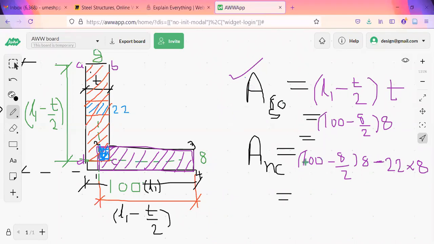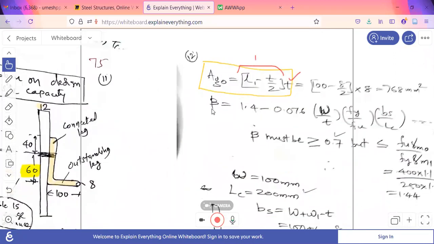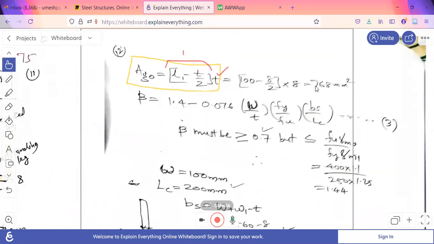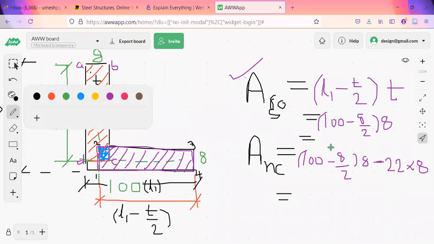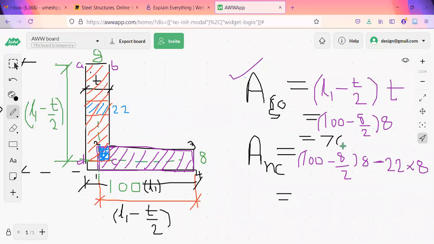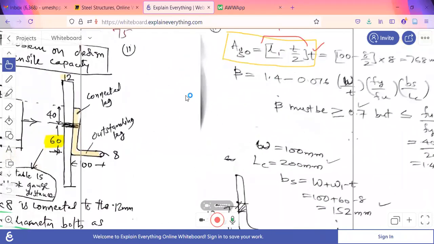See that one. So what I will do here is, just see this one. I'm going slow because of this reason only. AG naught is 100 minus 8 by 2 into 8, which is 768. So here I'll write 768 mm square. Then what I will do here, ANC, you look at this. ANC was calculated first, that is here in this starting page.